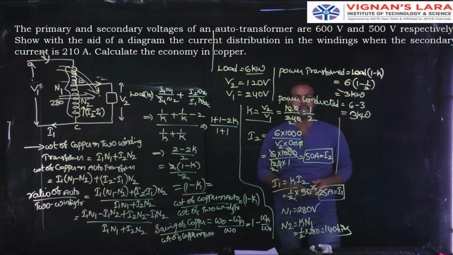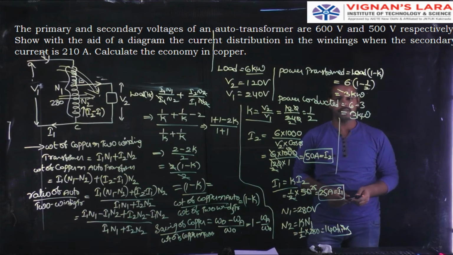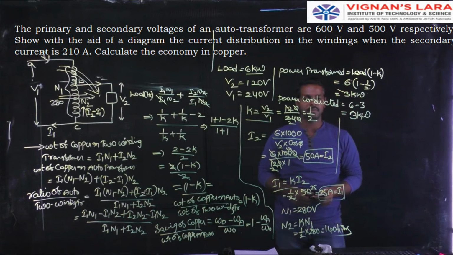Next one: the primary and secondary voltages of an auto transformer are 600 volts and 500 volts respectively. Show with the aid of a diagram the current distribution in the windings when the secondary current is 210 amperes. Calculate the economy in copper.